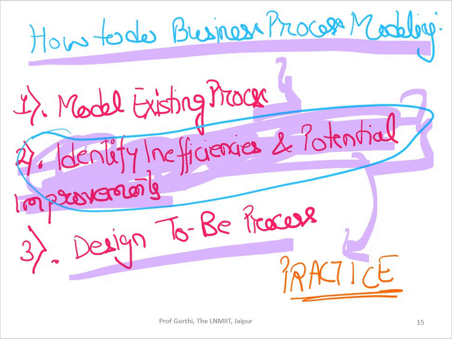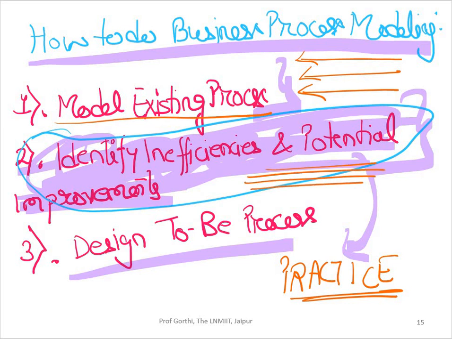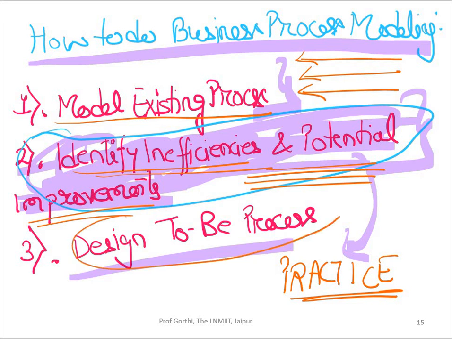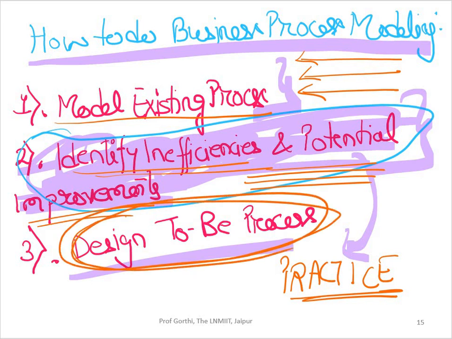Because first of all, I have modeled the existing process. Whatever way I am going ahead with, it can be a loan application, it can be, let's say, a grade awarding system. I have identified the process, I have modeled it. Now I am trying to identify the problems associated with it, the inefficiencies in the system and the improvements. And then I'm going to redesign this. That means I'm going to model my business process.